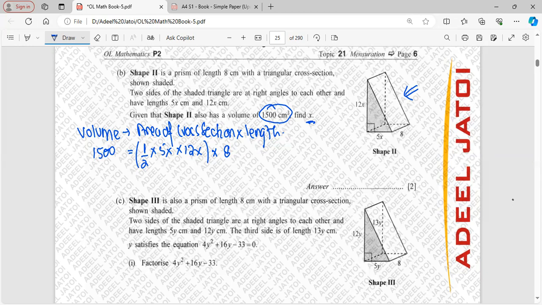So x multiplied by x becomes x square. So this will be 12 multiplied by 5 is 60, 60 divided by 2 is 30, 30 multiplied by 8, and then you divide it into 1500. So your end result is x square is equal to 6.25. So the value of x will be 2.5 when we solve this.